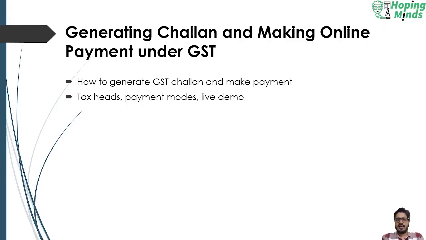So before we proceed, let us quickly see what we did in our previous session. In our previous session we learned about the filing of GSTR 3B return and how liabilities are offset and how the input tax credit is utilized to discharge the ultimate output tax liability. So let us proceed with today's session. Today we are going to generate online challans and see how payments are made under GST.